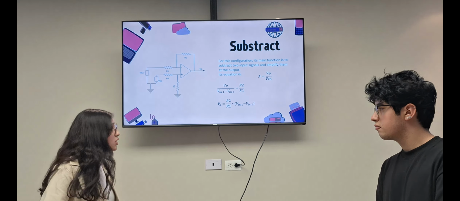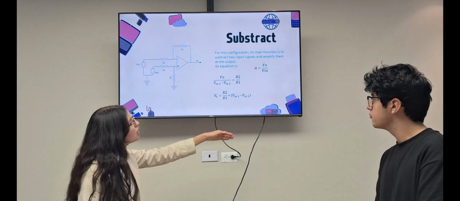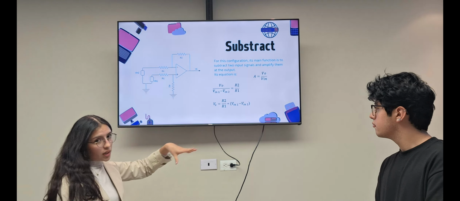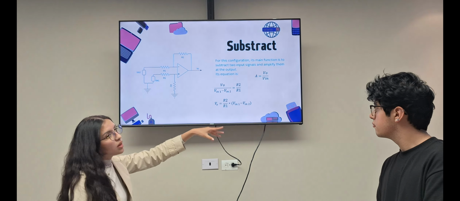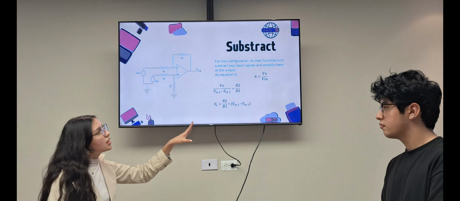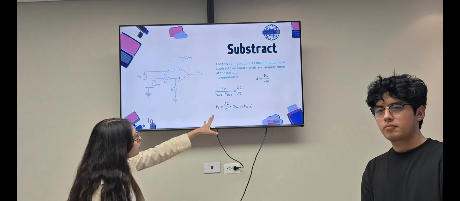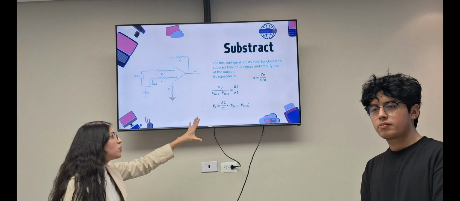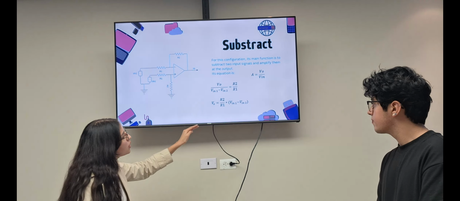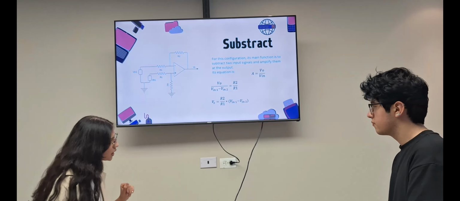So its equation is going to be A, which means gain, equal to Vout divided by Vin. We only have to replace Vin because, as my partner said, Vin is going to be the subtraction of Vin1 minus Vin2. So we only have to rearrange the equation like this, and it's going to be R2 divided by R1 multiplied by Vin1 minus Vin2.